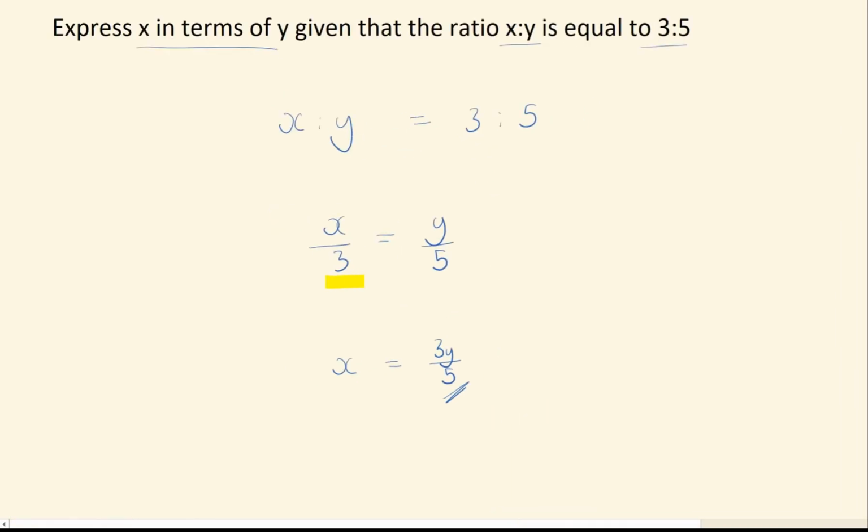Okay, I hope that idea makes sense. For me, still, even after a few years, this step's always slightly unintuitive. But you have to remember, if the ratio from x to y is 3 to 5, then y is the bigger number. So you have to do y divided by 5 to give you 1 unit, instead of x divided by 3 to give you 1 unit.